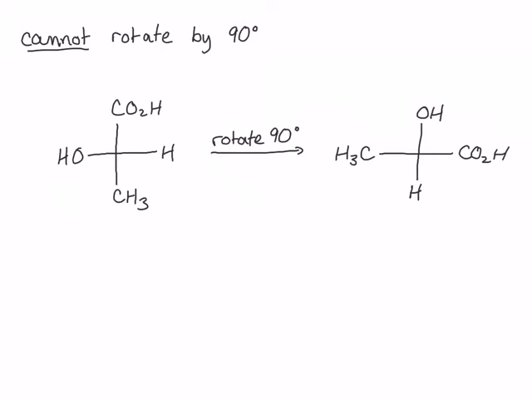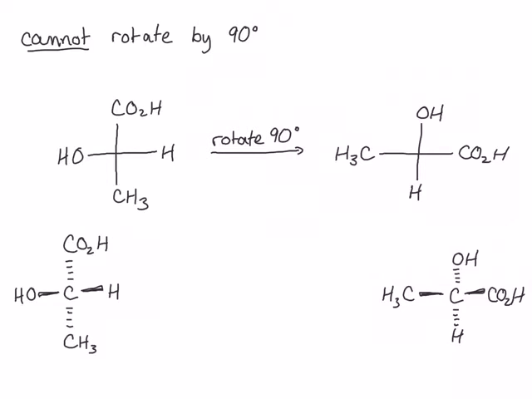Remember that the horizontal lines are bonds that are coming towards us, and the vertical lines are bonds that are going away from us. Let's try to draw this now as well. Here are both molecules written out in perspective. Now let's rotate each of these molecules to point the lowest priority group away from us in order to make it most easy to assign the absolute stereochemistry of each center.